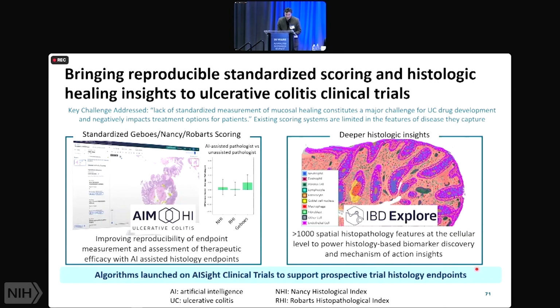And at PathAI, we focused significantly on not just building the AI component, which is very important, but embedding it within a GCP, GCLP compliant platform and even our end-to-end lab that we have in Memphis, Tennessee, so that we can support prospective clinical trials all the way from phase 1 to phase 3.